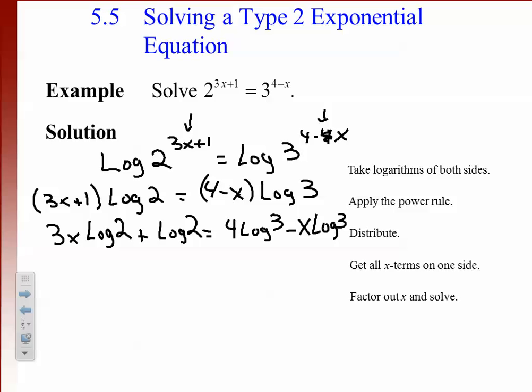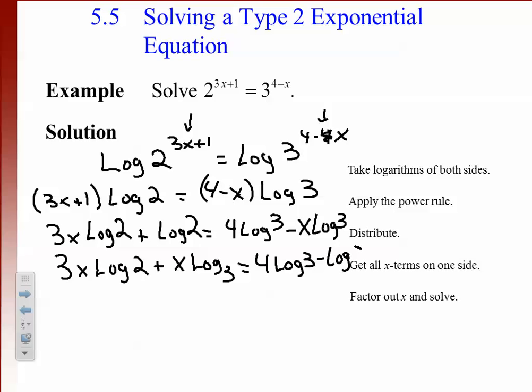So it looks like this when we do that. 3x log 2 plus x log 3 equals 4 log 3 minus log of 2. Okay, so we got all the x terms on one side, we got the other ones on the other side. Now we're going to factor out the x and solve.